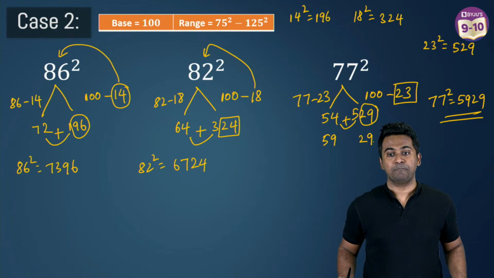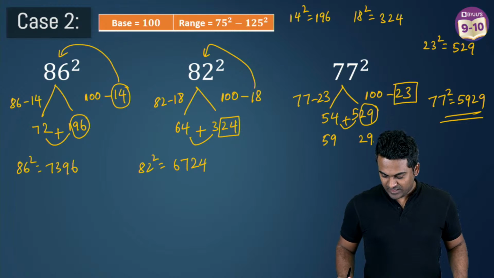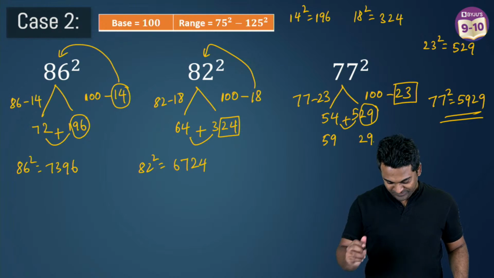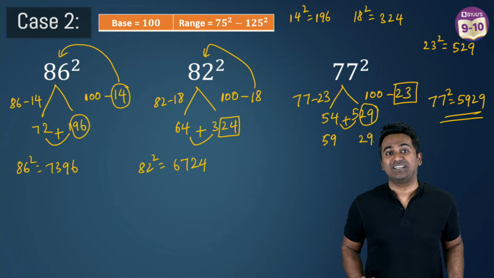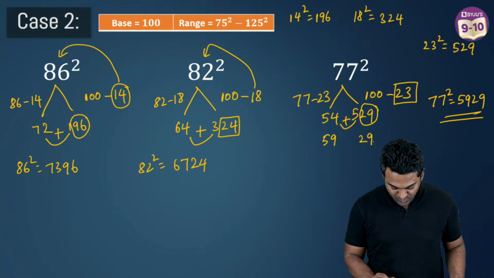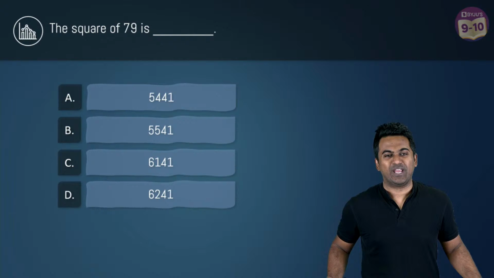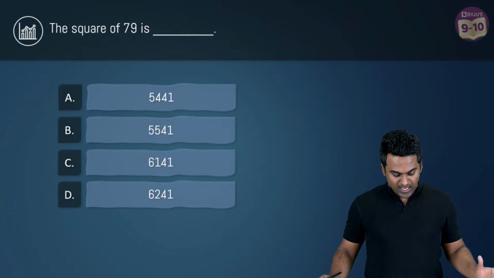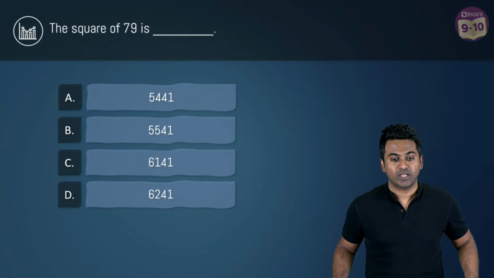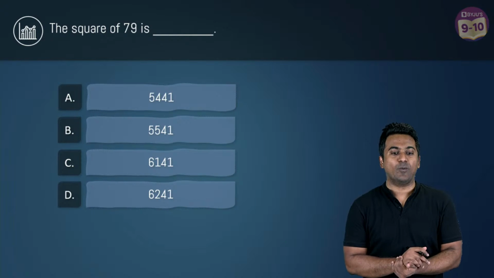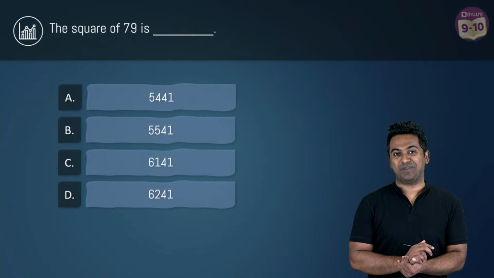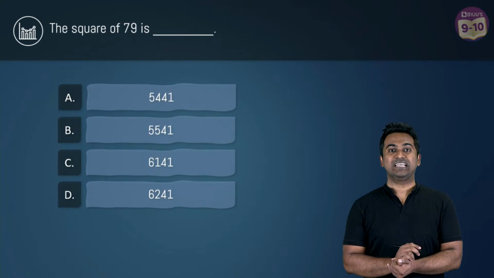Well done. Okay. I'm going to catch a breath. Cool. So we've all understood the method, I'm sure, right? Okay, moving on. I've got one question for you. Come on, go ahead and figure out the square of 79 now. Answer is going to be one out of these four options. You guys know what to do now. You've learned the method, so you shall be able to figure out the answer pretty fast.